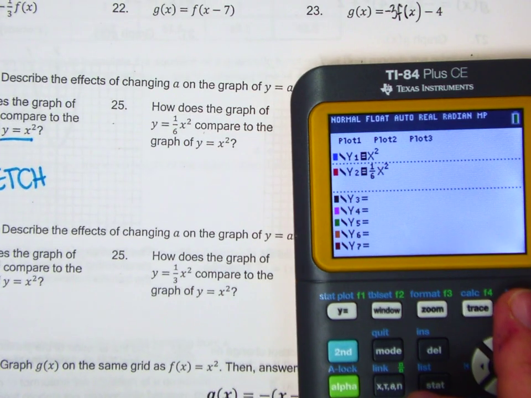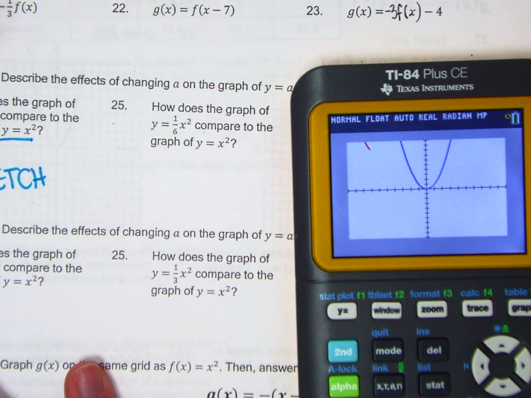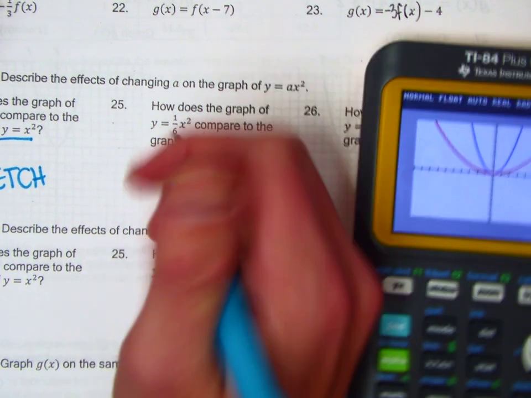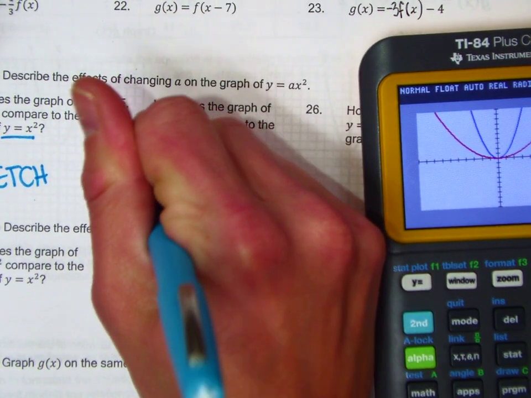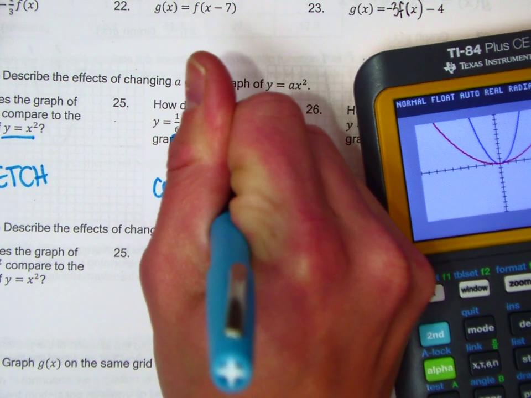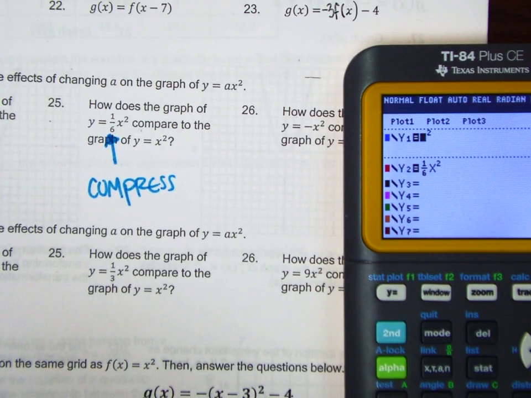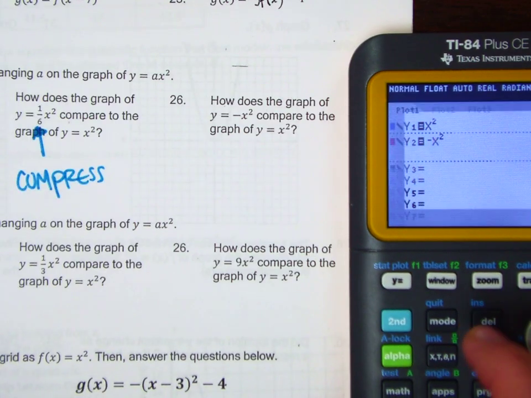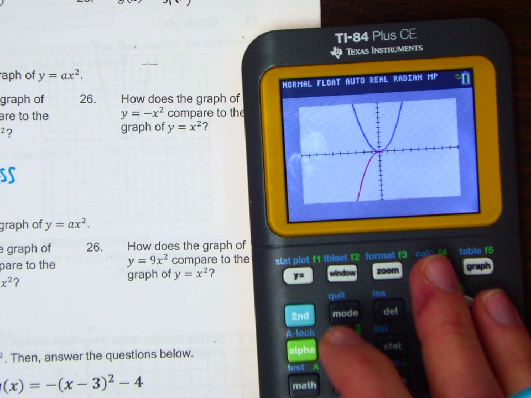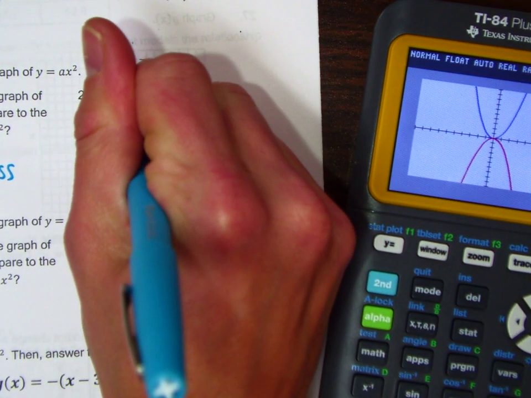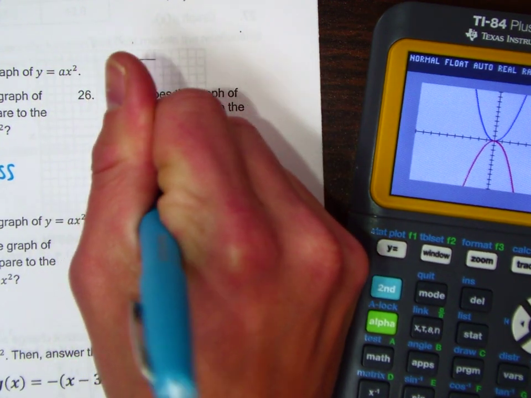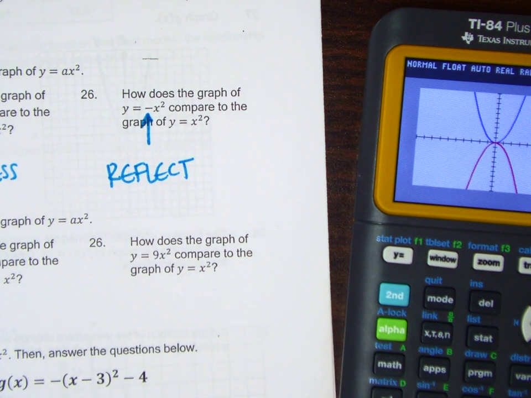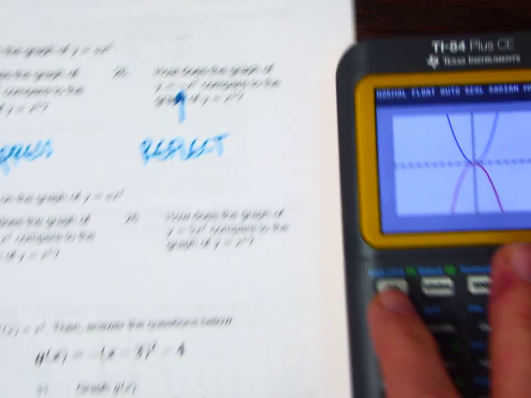All right, so I'm going to graph this one. There's my original. And it got fatter, which once again makes sense because of the number. So that's going to compress. And then the last one, I'm going to type negative x squared. So all that happened on this one is it flipped, which means it reflected. So if you notice, there is no number in front of the x squared. If you don't have a number, you're not stretching or compressing. All right, so pause your video, try your next 3.